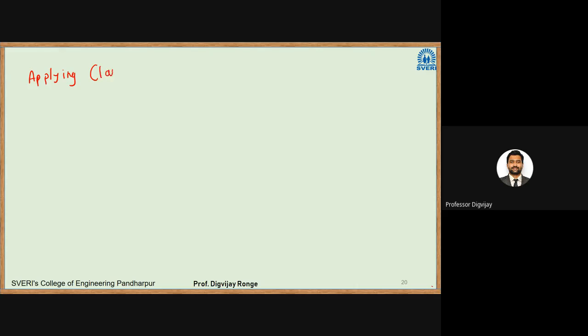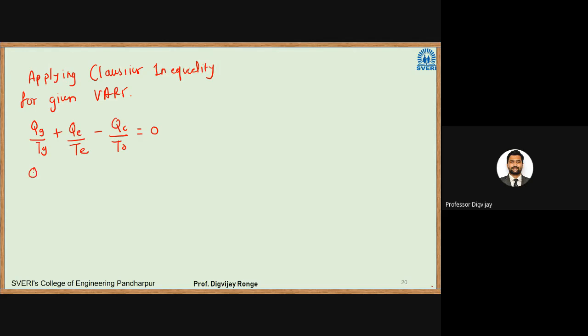Applying Clausius inequality for the VRS, in this case that will be Qg divided by Tg plus Qe divided by Te minus Qc divided by To is equal to 0. In other words, it can be written as Qg divided by Tg plus Qe divided by Te is equal to Qc divided by To.